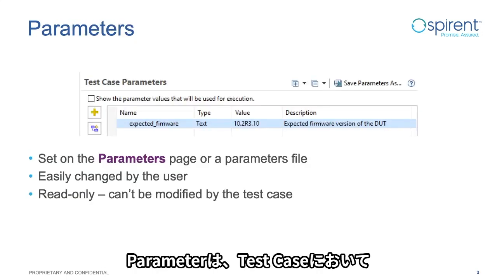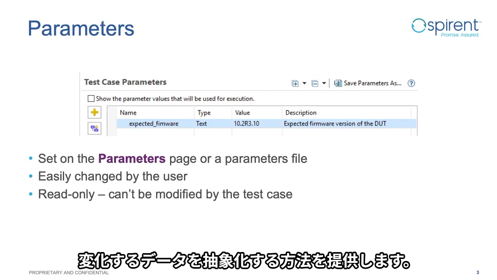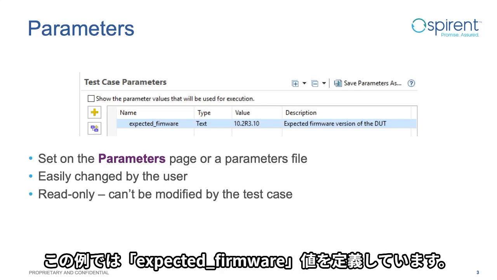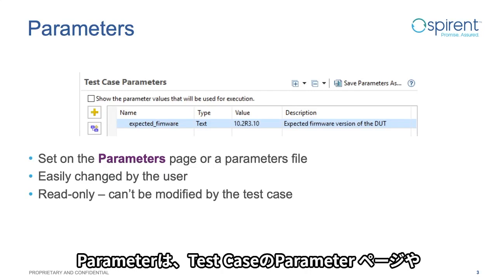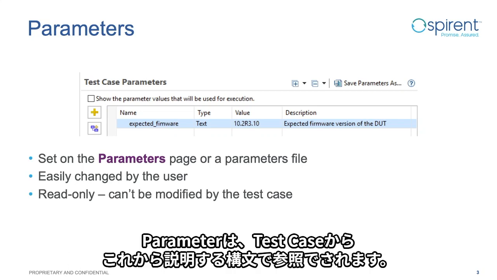Parameters provide a way to abstract commonly changed data from the test case, like the expected firmware value shown in this example. They are easily changed by the user and can be checked before each run. They can be stored in the test case on the parameters page or in a separate parameters file.